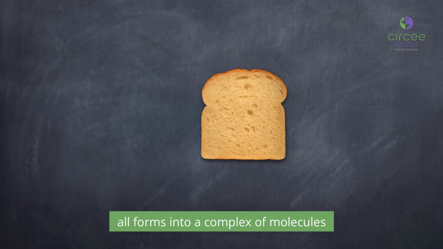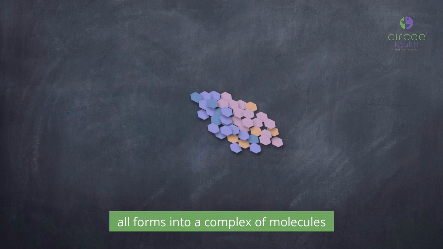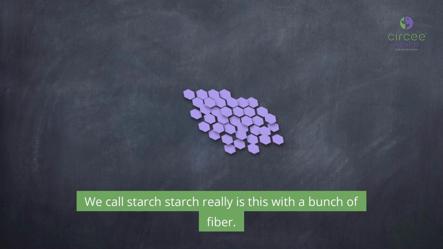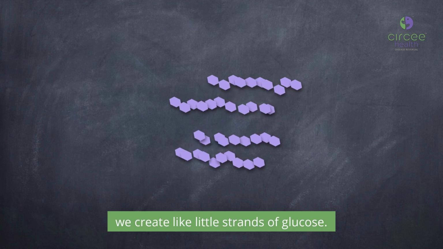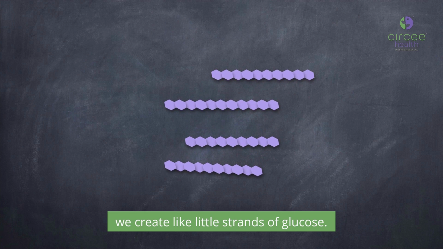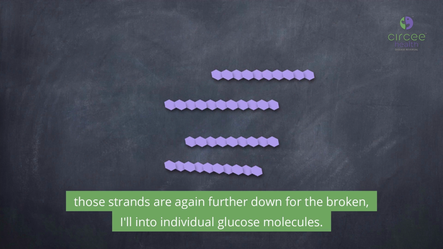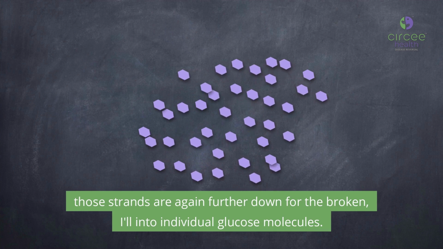It all forms into a complex of molecules we call starch. So starch really is this with a bunch of fiber. You create like little strands of glucose. Those strands are again further broken down into individual glucose molecules.